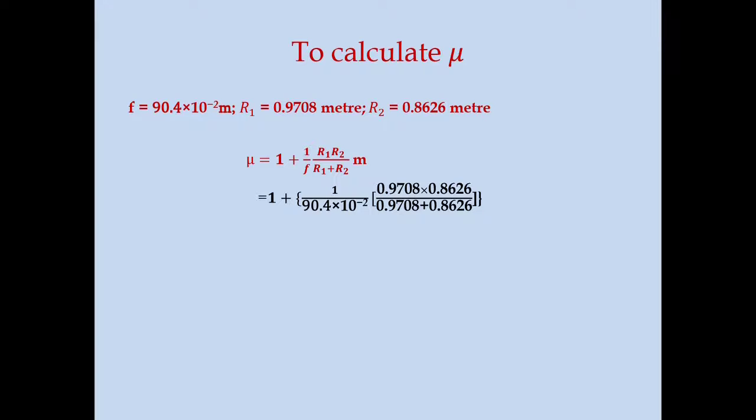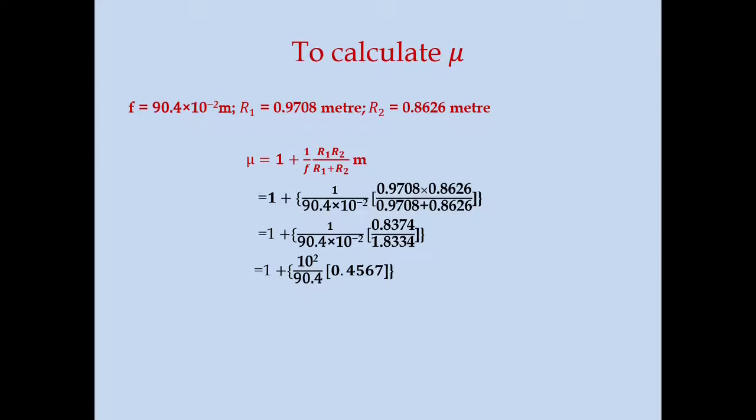Refractive index does not have any unit. So substituting the values, 1 plus 1 divided by the f value, 90.4 into 10 power minus 2, R1 value 0.9708 into 0.8626, the whole thing divided by 0.9708 plus 0.8626. In the next step, let us multiply in the numerator and add in the denominator. So we get 1 plus 1 divided by 90.4 into 10 power minus 2. Multiplying the R1 and R2 values, we get 0.8374, and adding these two values we get 1.8334.